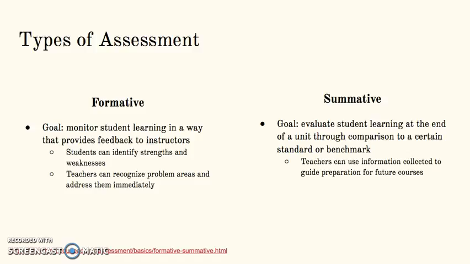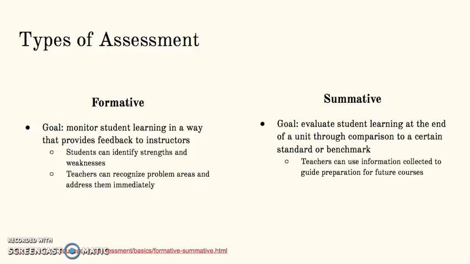There are two types of assessment, formative and summative. Formative assessment is to monitor student learning in a way that provides feedback to instructors so that they can make changes as needed. Formative assessments are generally low stakes, meaning that they have a low point value and are not a make it or break it for a student. Examples could be drawing a concept map to represent understanding, polling, or in-class quizzes to monitor progress.